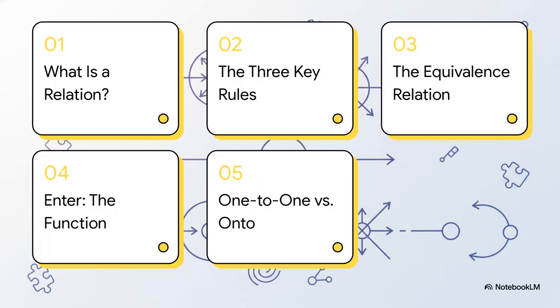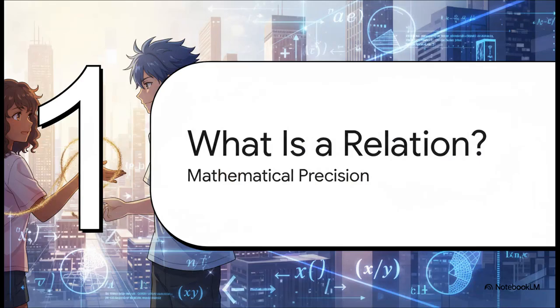So here's the game plan for today. We're going to start with the absolute basics. What even is a relation? Then we'll look at the three key rules that give it its personality. After that, we'll meet the gold standard of relations. It's called an equivalence relation. And from there, we'll jump into its much more disciplined cousin, the function, and check out its two main flavors. Okay, let's get right into it.